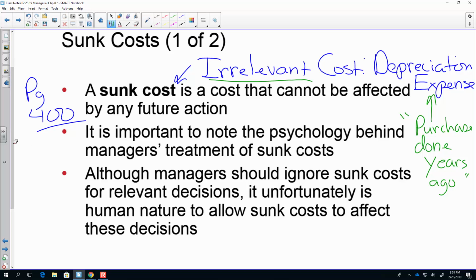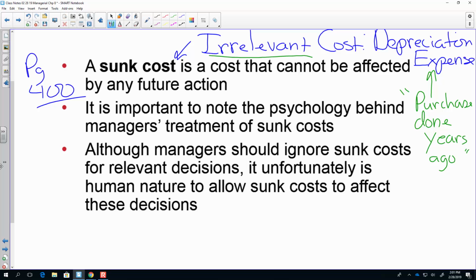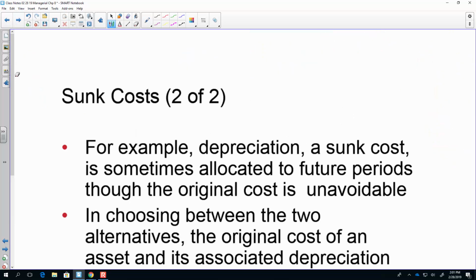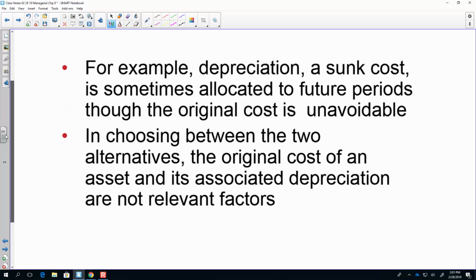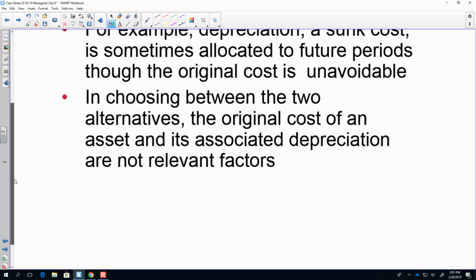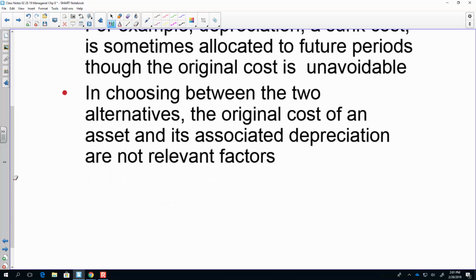And it's just human nature to think about it. They have some great examples of this in the book on sunk cost, because it's human nature to include sunk cost. The two examples that they give in the book are Toshiba and Coke.